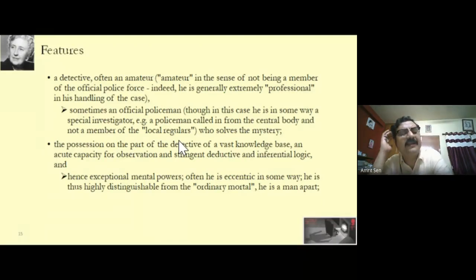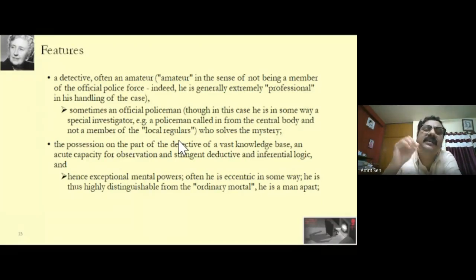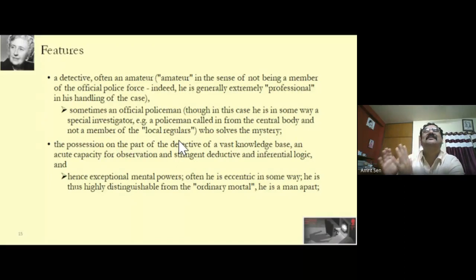Although you can say that in Christie's case, it is slightly different because Hercule Poirot was supposedly a policeman in the Belgian police force, right? Amateur in the sense of not being a member of an official police force. But he's a professional in the sense that he handles the case very nicely. Right? Sometimes, very often, an official policeman also, this becomes the police procedural, right?